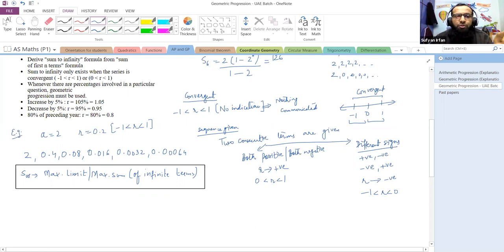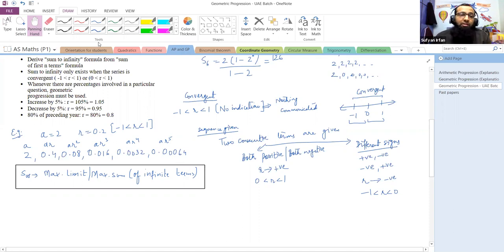So if the common ratio is 0.2 and the first term A is 2, then the first term is A, the second term is AR. We multiply A by R, so 2 into 0.2 is 0.4. Then the third term is AR square, then comes AR cube, then AR power 4, then AR power 5. The terms that we have obtained are given over here. If we multiply by R once, we get 0.4. If we multiply by R 5 times, the term we get is 0.0064.